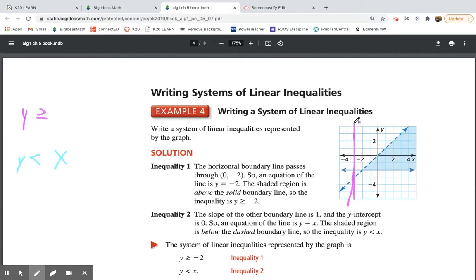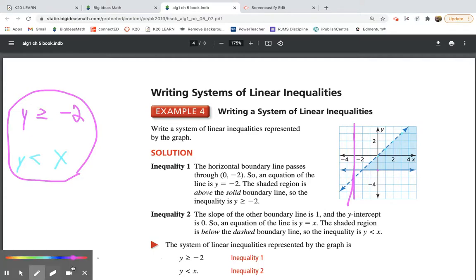It would have just been an x. So we have y, and it crosses the y-axis at -2. That's your y-intercept. But if you notice, it never goes up or down, because slope always goes up or down first, and it never does that. So that means your slope is 0, which means there is no x. So these are your two inequalities that represent that graph.